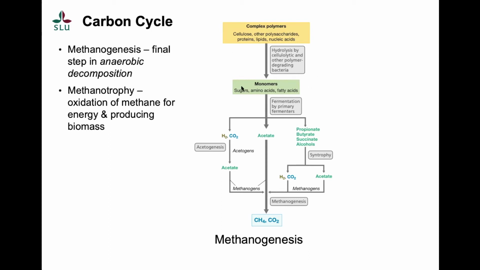complex carbohydrates are being broken down into simpler carbohydrates, and then you get fermentation by primary fermenters, and then you get these very simple carbon compounds, 2 carbons or 3 carbons, and then you can have different processes that in the end result in the production of methane and carbon dioxide. So you can have acetogenesis and methanogenesis, or you have these syntrophic reactions where two species of organisms work together to make an otherwise difficult reaction possible just by the thermodynamics.